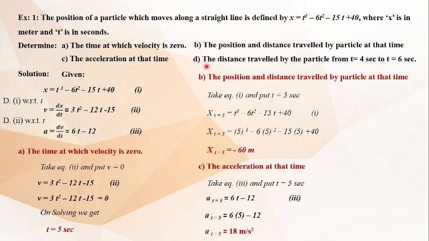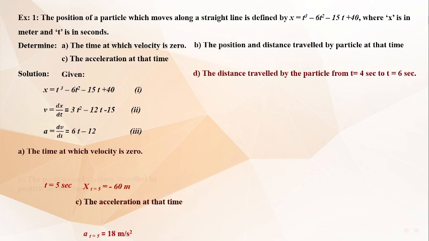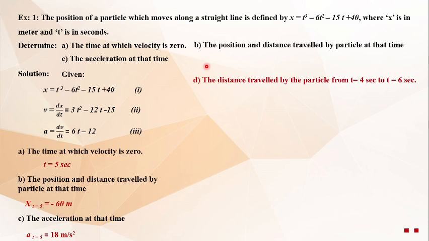Now let us see what is the necessity of this point D. Here it has been asked to find the distance traveled by the particle between the time interval t equal to 4 second and t equal to 6 second, but I cannot simply put t equal to 4 and t equal to 6 in equation number 1, because it is a time interval. If I have to travel from t equal to 4 to t equal to 6, I have to move from t equal to 4 to t equal to 5 and then t equal to 5 to t equal to 6. So in between there are certain displacements to be found.